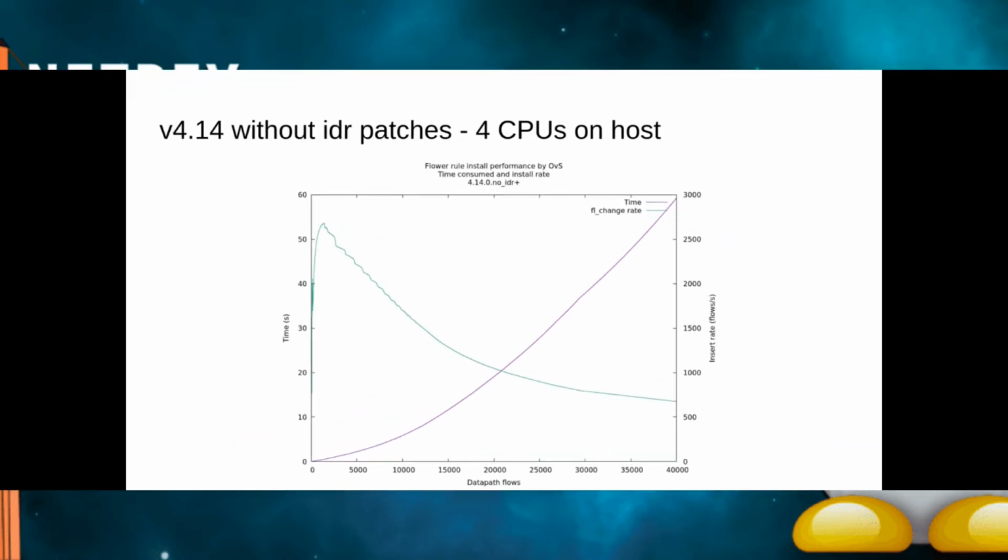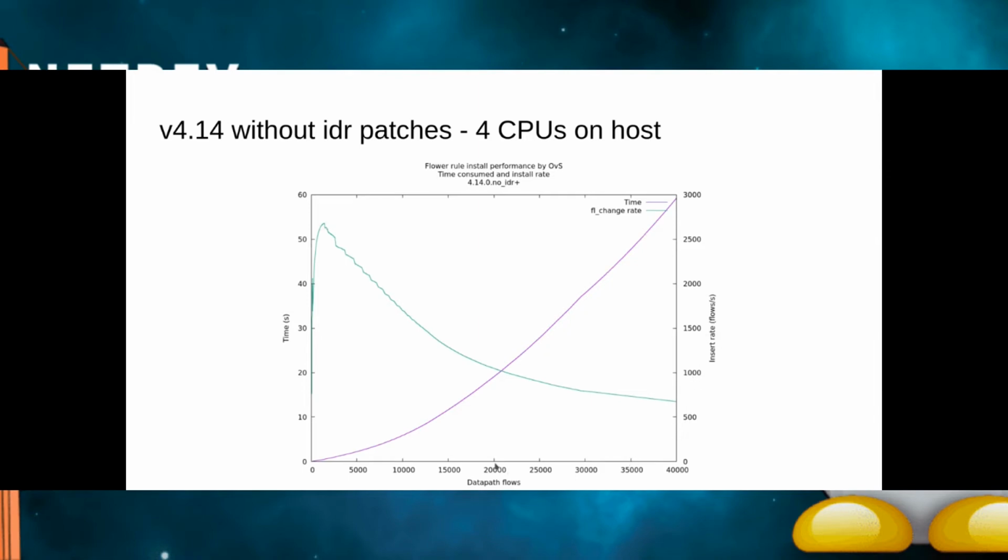And now this is with our base kernel. It's 4.14 without RDR patches. Here we have 4 CPUs on the host. On the x-axis, we have the amount of data path flows that were learned during the test. On the left y-axis, we have the total time for the test, which maps to the purple line. And on the right y-axis, we have the average insert rate in flows per second.